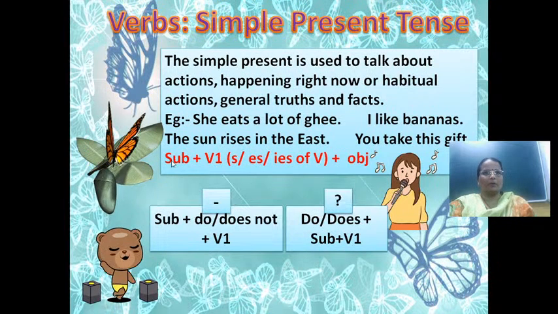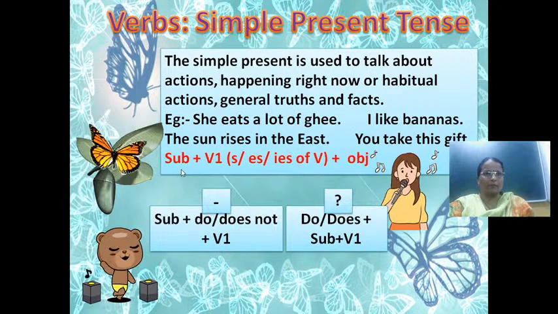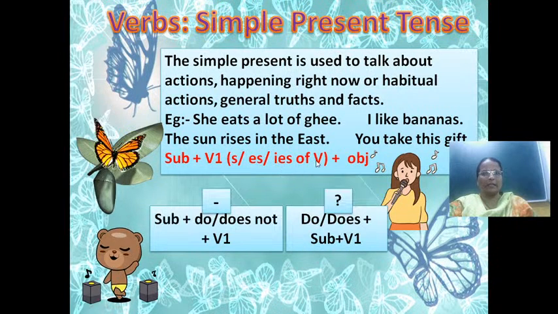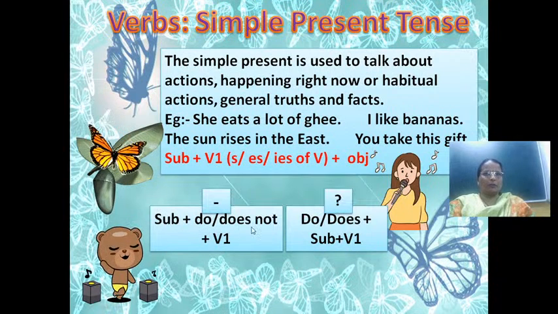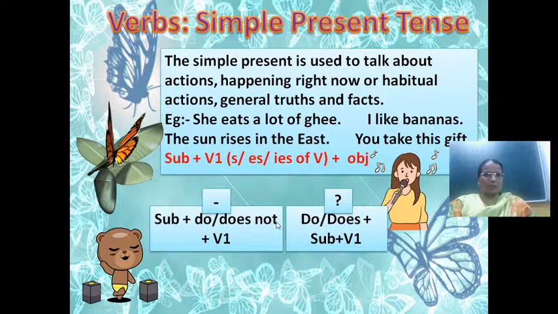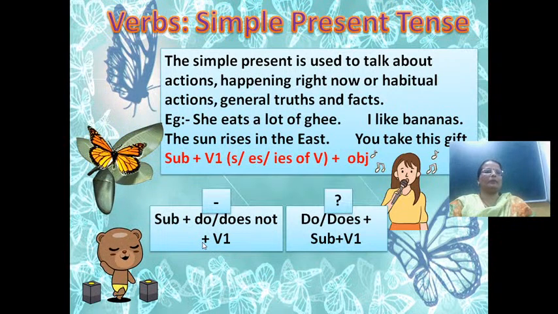Okay. So you have seen the format. If we need to frame a simple present tense sentence, then we should use this particular format, that is subject plus V1 or S, ES, IES form of the verb plus object. And suppose you want to write a negative sentence with no or not in simple present tense, what do we write? Subject plus do or does not, that is optional. Okay, according to the verb it changes. Okay, we write subject plus do or does not plus V1.